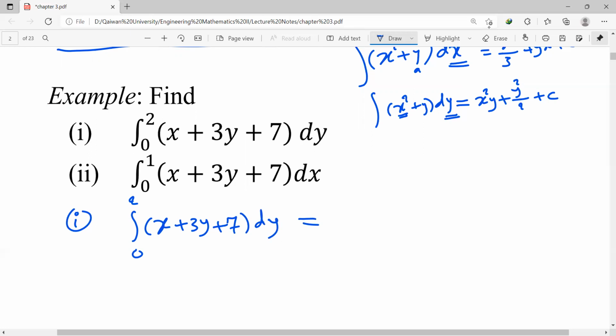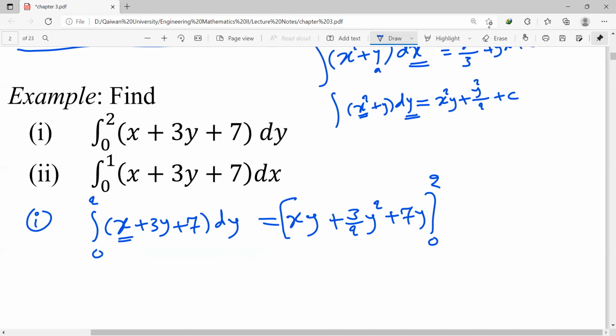It equals. Here, we first take the integration, and then we use the upper and lower limits of the integration, I mean 0 and 2. Here, the integration of x with respect to y is x times y. It's xy plus 3y, whose integration with respect to y is 3 over 2 y squared, and the integration of 7 with respect to y is 7y, from 0 to 2. We now replace y by 2, only y, because our integration is with respect to y. That means we replace y by these two lower and upper limits. First we replace y by 2, then we replace y by 0. We don't replace x by anything, because here we have the integration with respect to y.